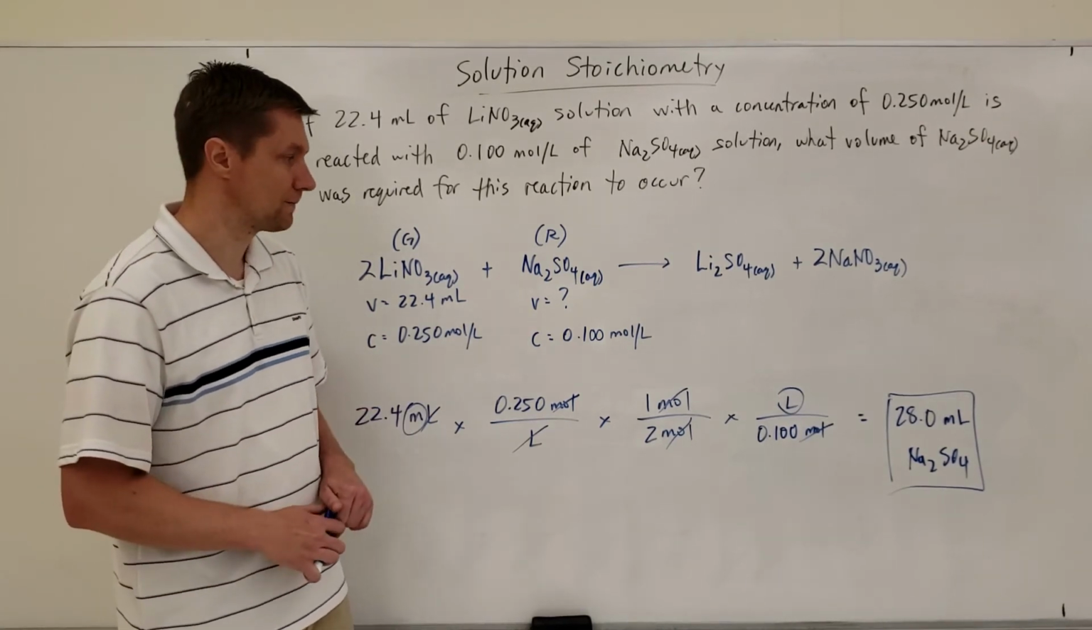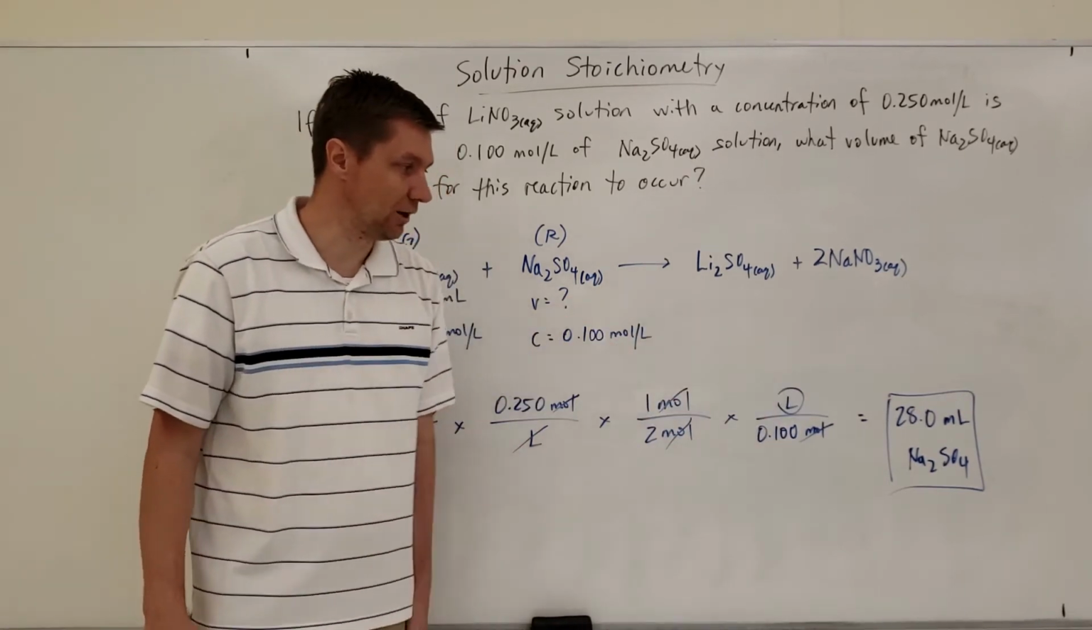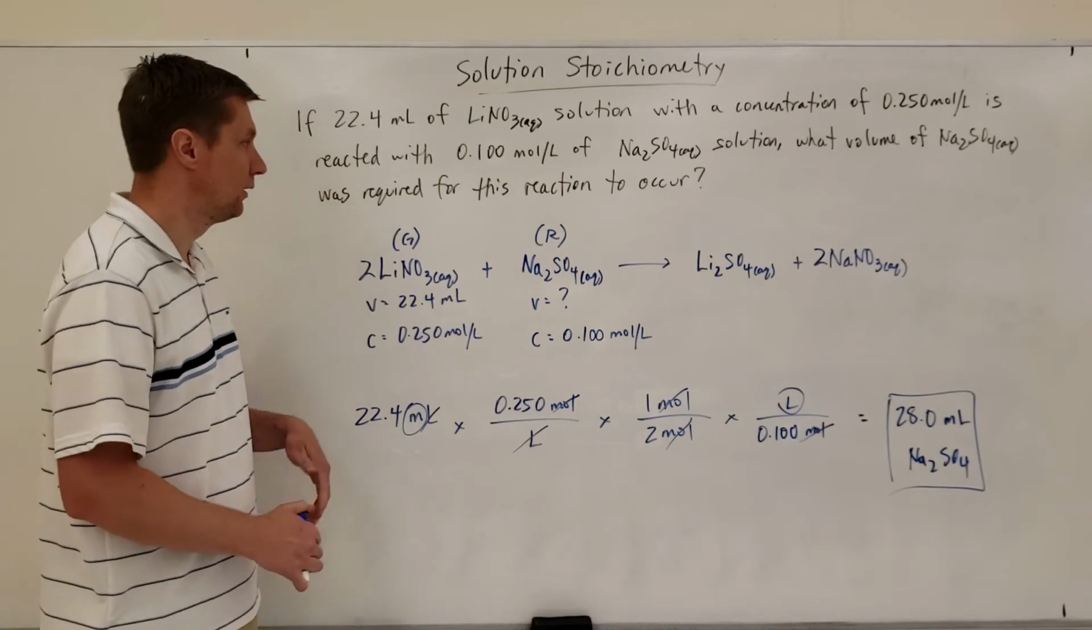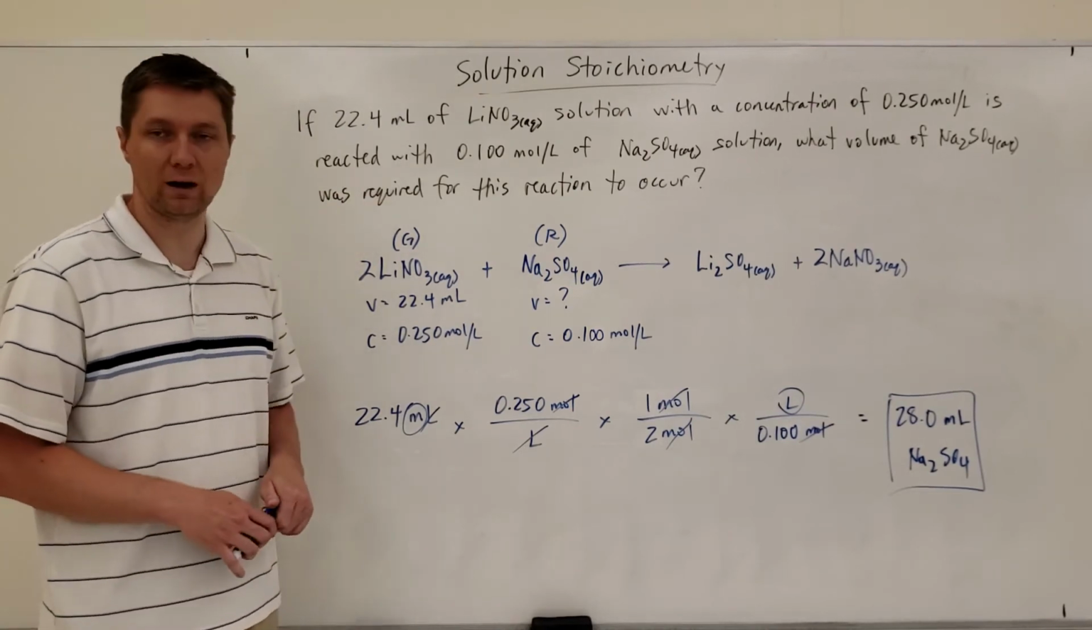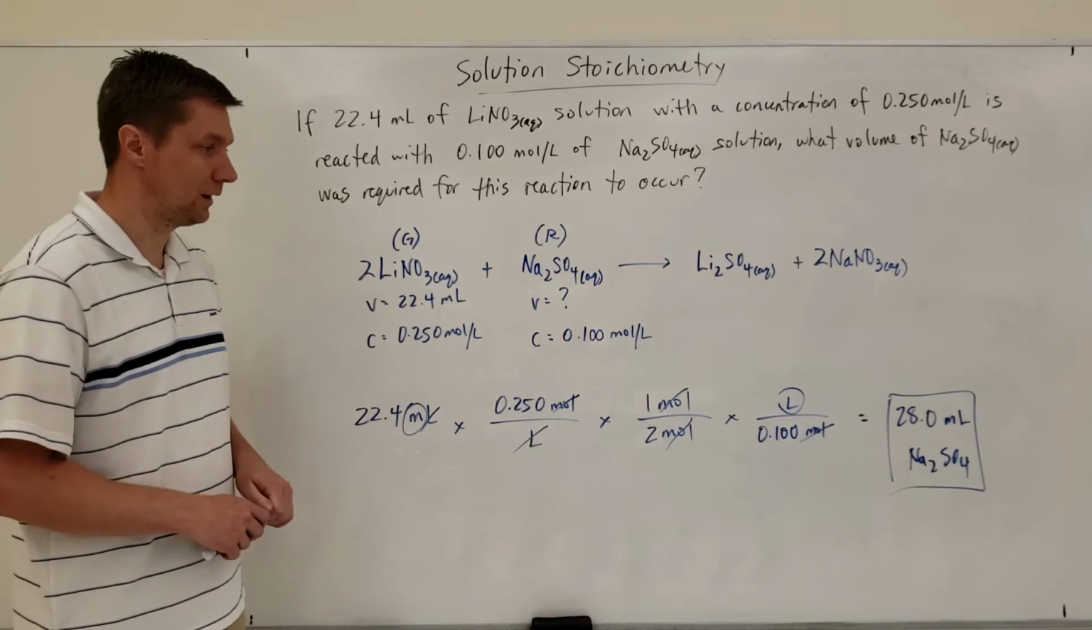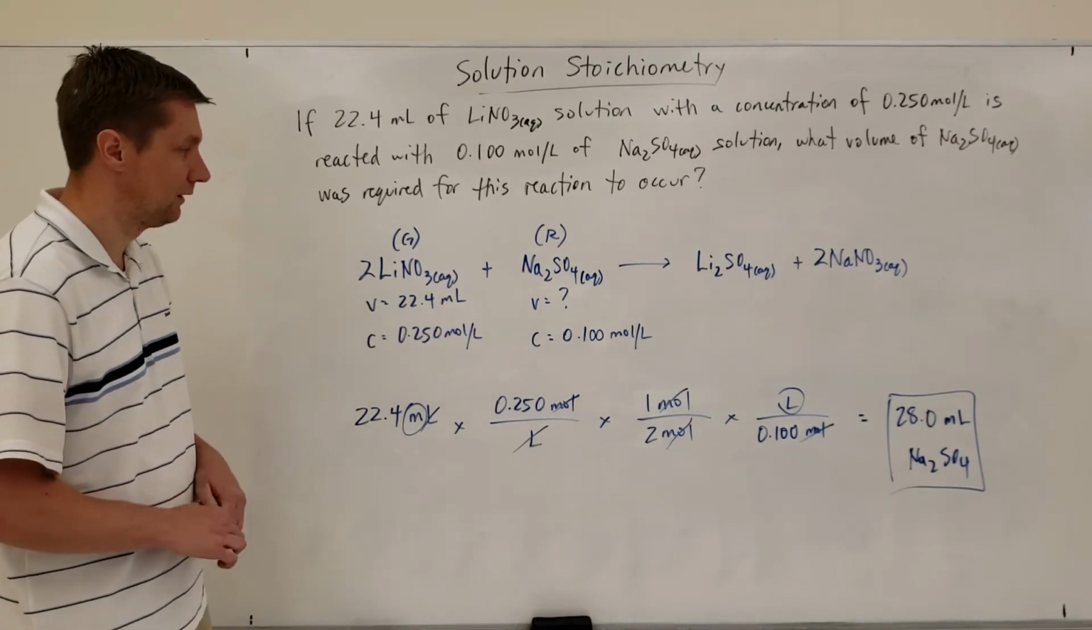When I'm doing these problems, my answer punches out as 28.0 milliliters of sodium sulfate to solve the question, where it said what was the volume that was required to make this reaction occur. And so that's what I end up with for that.